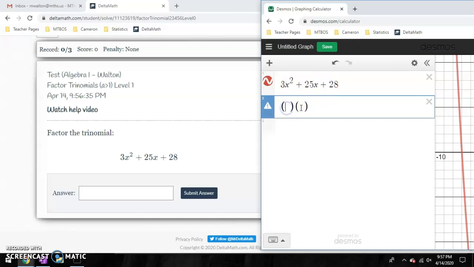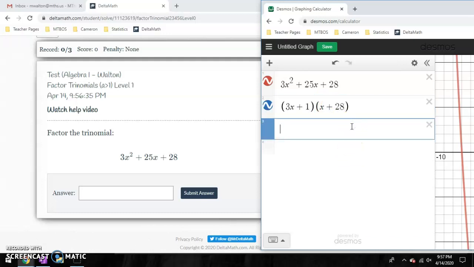So x squared breaks up into an x and an x. However, since this is 3x squared, I'm going to need a 3 here. This is positive, so we're going to have a plus and a plus. And I'm looking for 2 numbers that are going to multiply to 28. So here we go. We'll start with the easy one. Let's try 1 and 28.